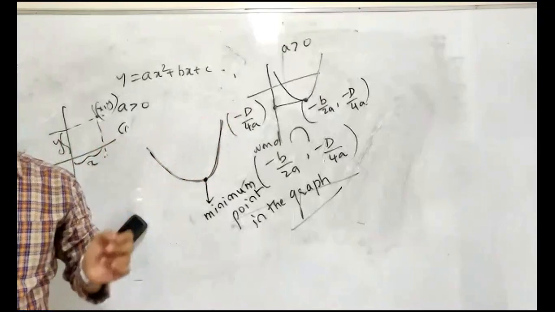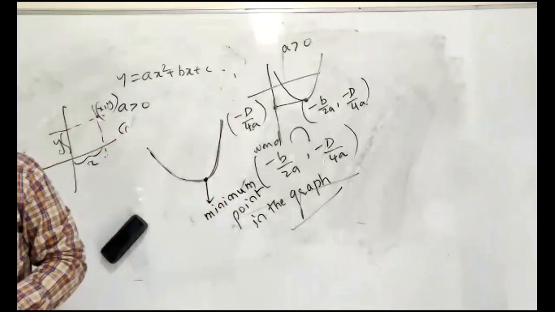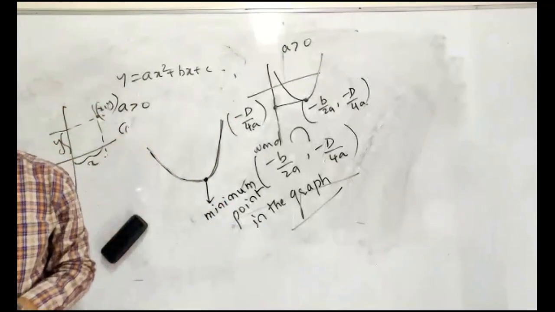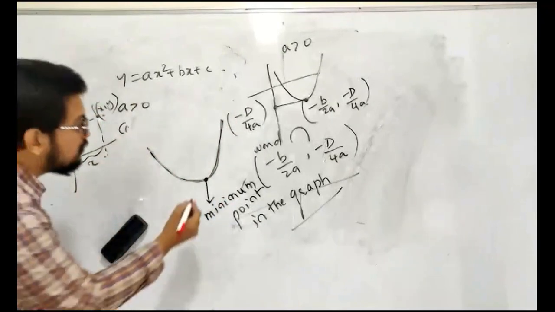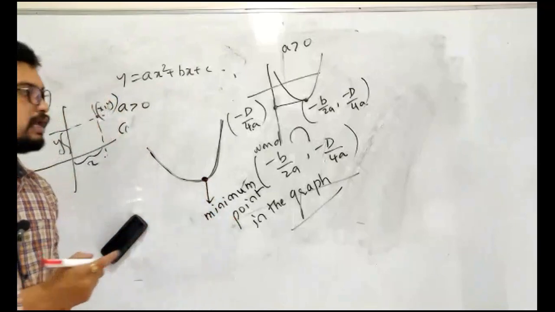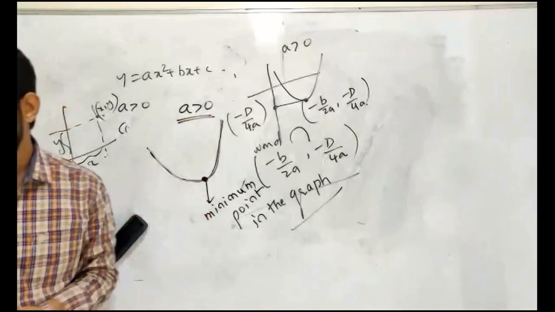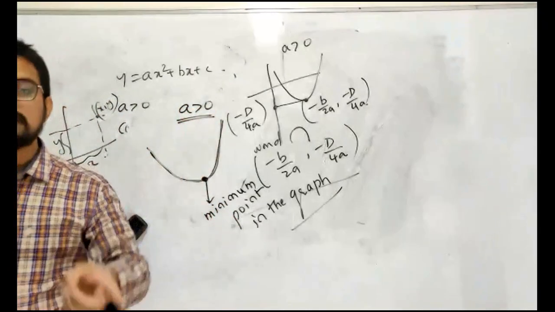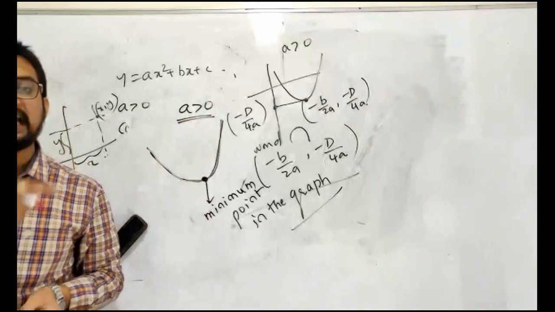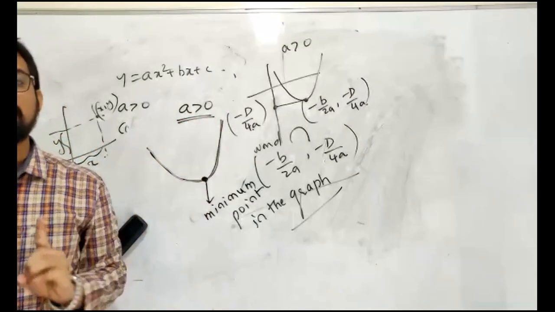If I take some parabola like this, there is no point below this point in the graph. So this is the minimum most point in the graph when a is greater than 0. Write down, in a parabola, please write down this. This is very, very important, and later when finding the range of the quadratic, this statement will be very, very helpful.